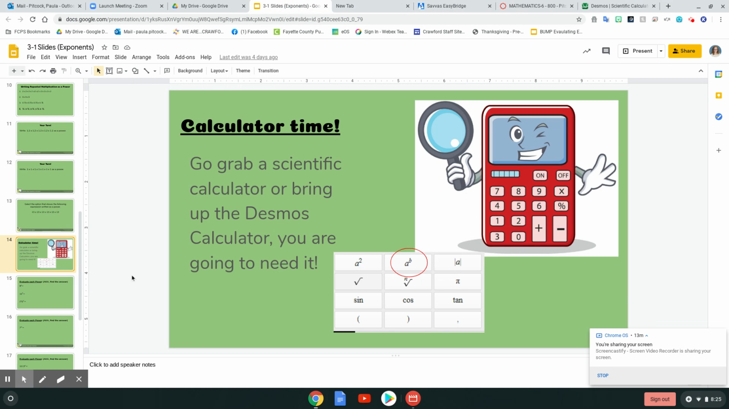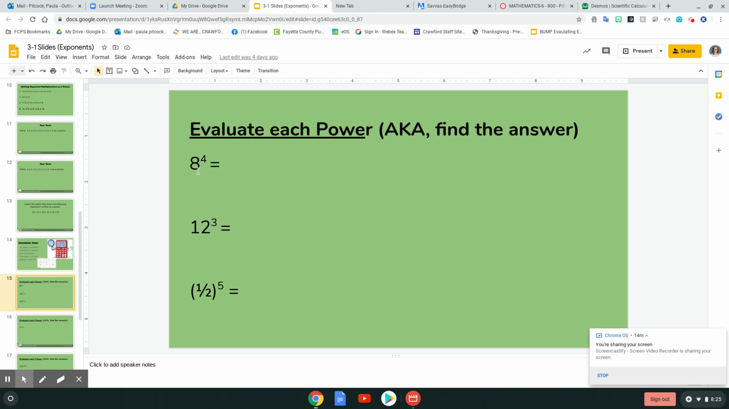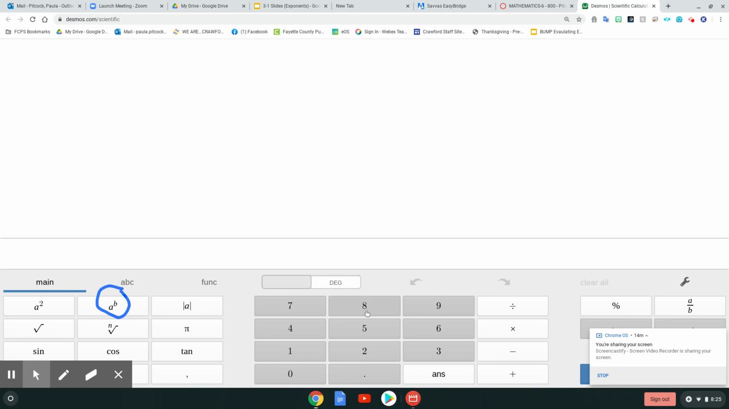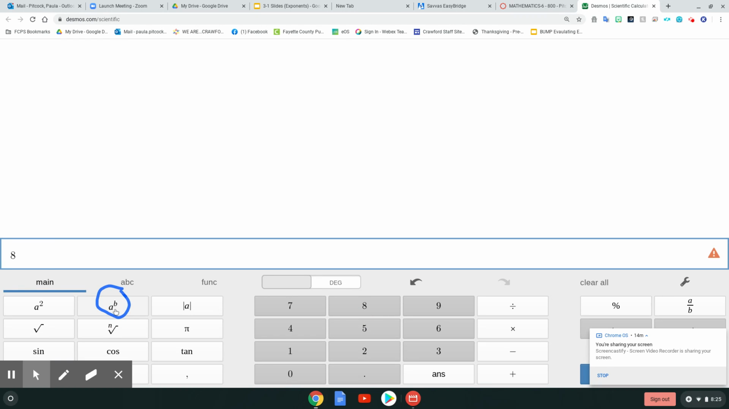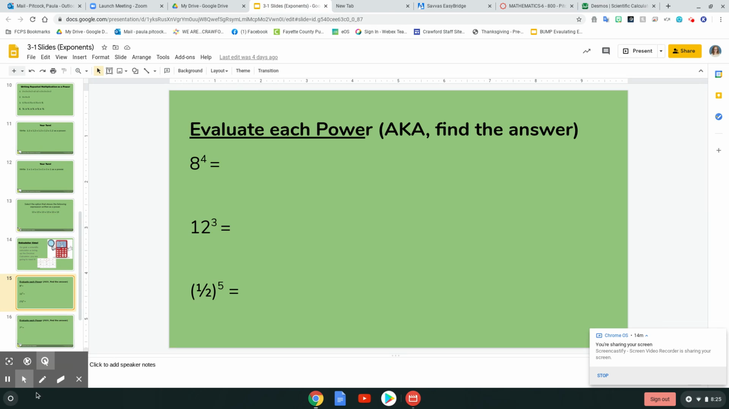So you have a scientific calculator. Remember, we're using A with a B at the top. We want to evaluate, find the answer, 8 to the power of 4. So I go to my Desmos calculator. I am going to click 8. This is my power of 4. That is all I have to do. It gave me 4,096. So I would write that as my answer. 4,096.